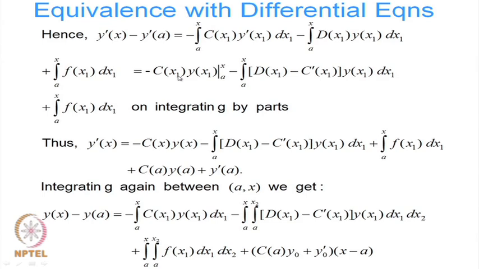So I have minus c(x1) y(x1) evaluated between a and x minus integral of, this is the other part from the integration by parts. So c prime of x1, I take the derivative, and y of x1. So this and that are the contribution from integrating that term by parts. And then I have d(x1) y(x1), right. I have d(x1) y(x1) and integral f(x1) dx1.